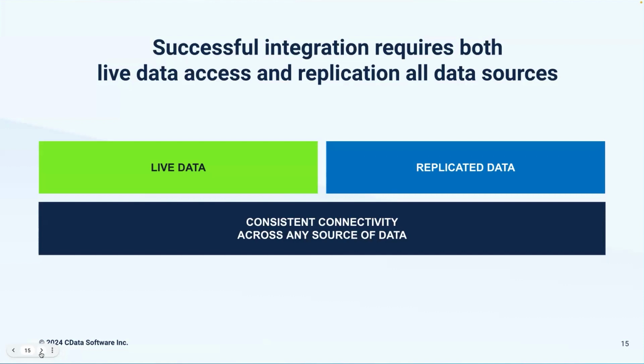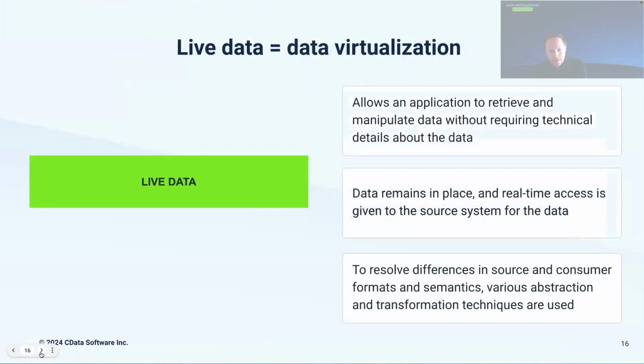They need live data access via virtualization when they need to, and they need to replicate and move data for different reasons and different use cases across the organization. One without the other is incomplete and doesn't solve the needs of an organization. And they need to be able to do this across any source of data, whether it's on-prem, in the cloud, or in a SaaS application, and have a consistent layer of connectivity that's able to do that. So they can make sure that the data they're getting access to from these different areas is always in a high quality, high performant connector.